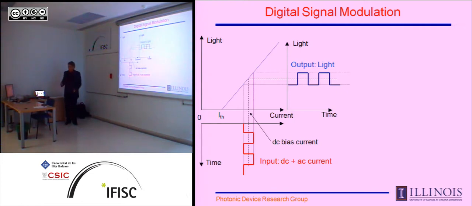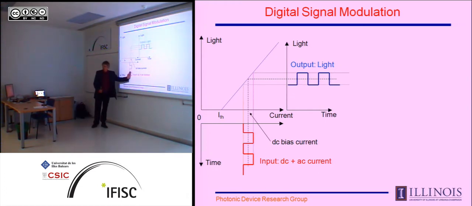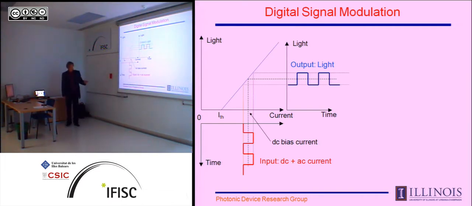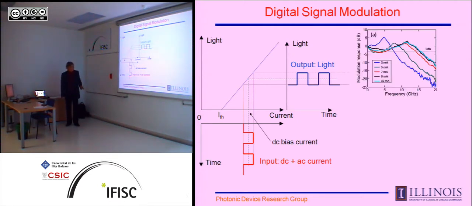So from an electrical engineering point of view, the way we use these lasers is we have current input and light output. So we have the LI characteristic here. We're going to have a digital signal coming in at some bias level, so we're going to have some DC current with a variation. And then, of course, this is transferred into a light output, a digital light output.